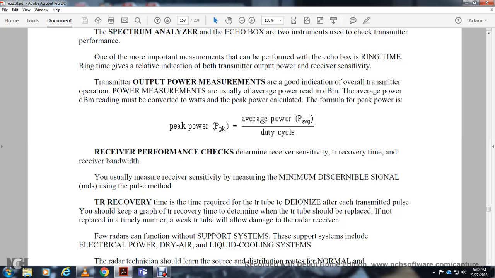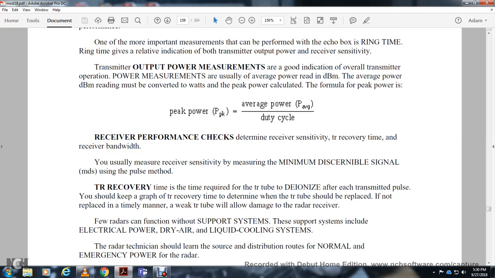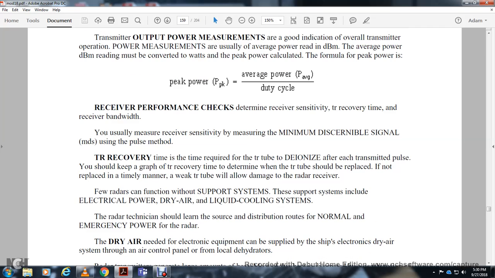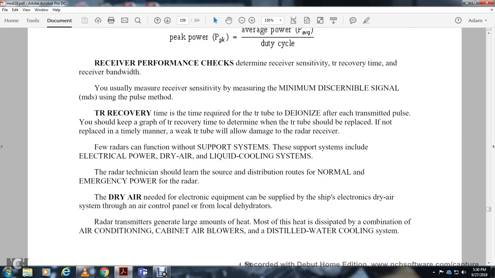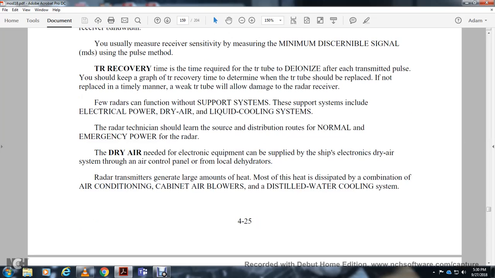These support systems include electrical power, air dryers, and liquid cooling systems. The radar technician must learn the source of power distribution, and the normal and emergency power for the radar. Dry air needed for the electrical components can be supplied by the electrical dry air system through an air control panel. Radio transmitters generate large amounts of heat. Most of the heat is dissipated with a combination of air conditioners, cabinet air blowers, and distilled water cooling systems.